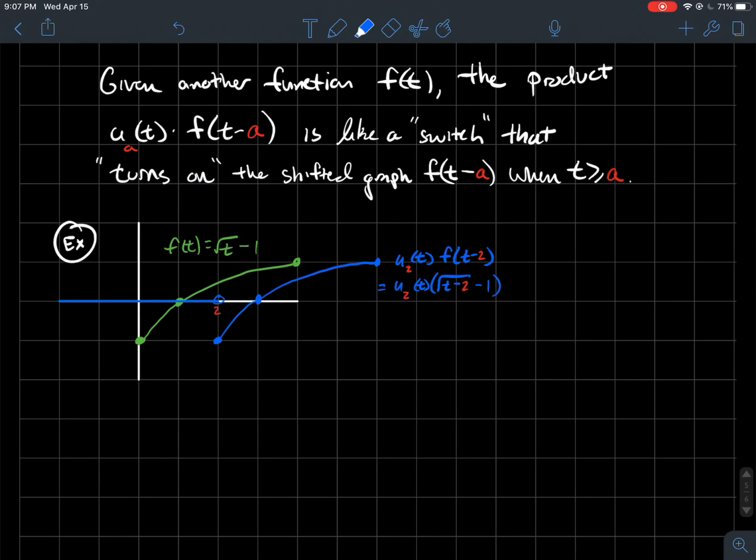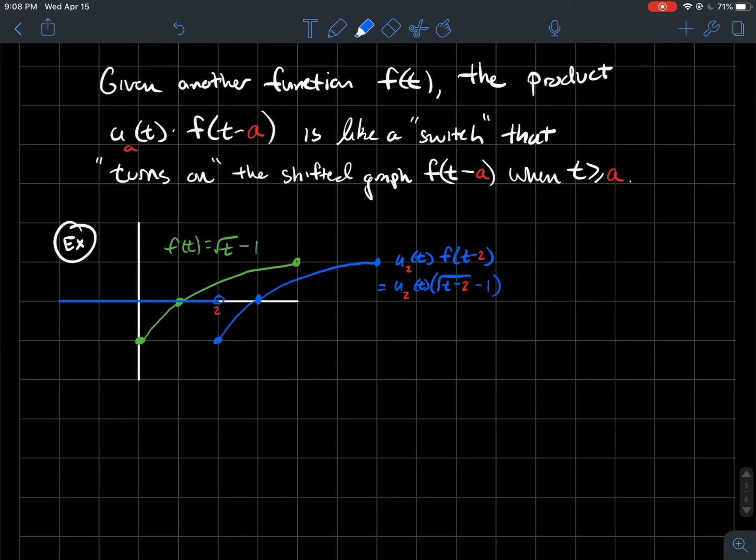So here's an example. If you start with the green function, square root of t minus 1, which I just picked, then what would u2 times f of t minus 2 look like? Well, what does that do? I won't get the square root graph until I'm past the input t equals 2. So I don't get the square root looking part until I'm to the right of t equals 2, and before that it's just 0. That is the Heaviside function where a is 2, times my formula, which if I plug t minus 2 into it, is just this part right here.